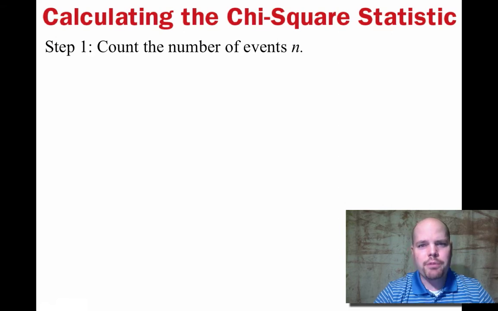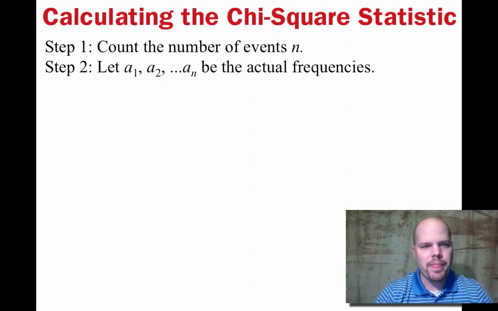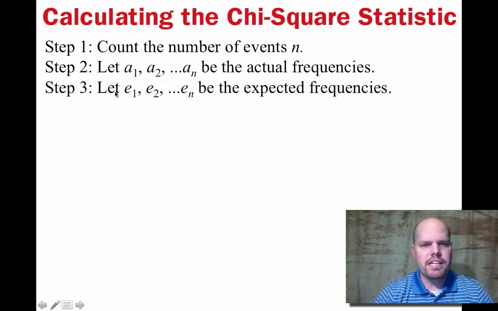Step 1, count the number of events, n. So in the one we just did with the spinner, there were 4 events because there were 4 regions, so n was 4. Step 2, let a sub 1, a sub 2, up to a sub n, however many events you have, be the actual frequencies, so you may need to do an experiment. Step 3, let e sub 1, e sub 2, up to e sub n be the expected frequencies, and sometimes you have to calculate that using probabilities and what you expect.